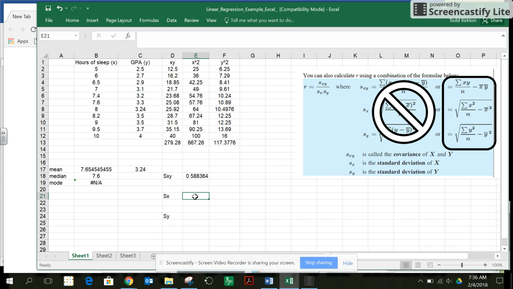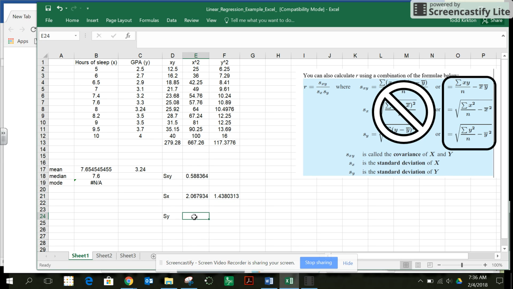With the standard deviation, I'm going to find the number under the square root, and then I'll take the square root. So I'm going to do equals the sum of the x squareds divided by 11 minus the x mean squared. And that's the first calculation. And then I'm going to take the square root of that. So I hit equals, and the square root comes up. Take the square root and click on that cell. So here is my standard deviation of the x's.